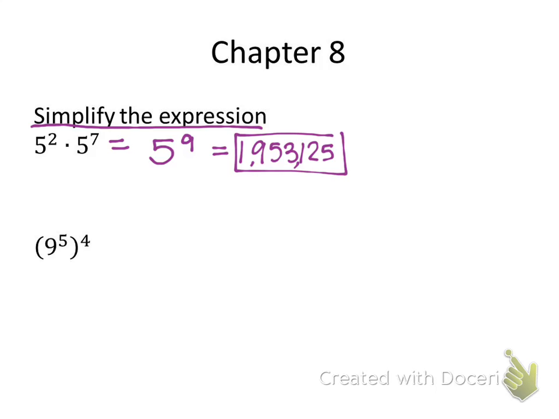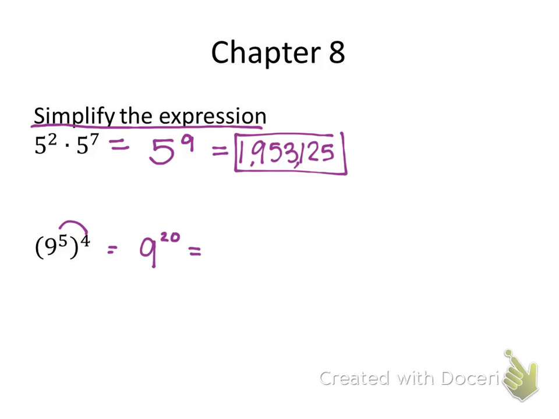Okay, this next one right here. What do you think I need to do? Distributive property. And I'm just going to multiply my exponents together. My base stays the same, and that's going to become 9 to the what? 20th power. Again, I have to see that middle step. Now you can plug in 9 to the 20th power.